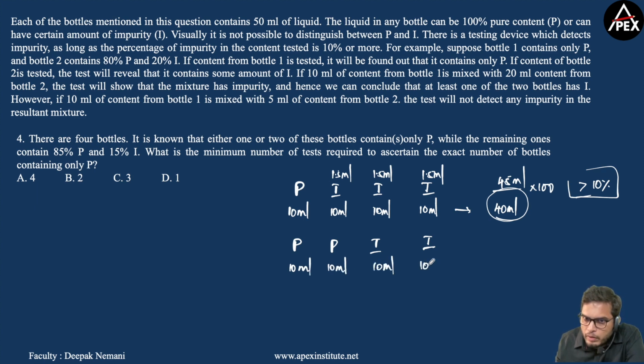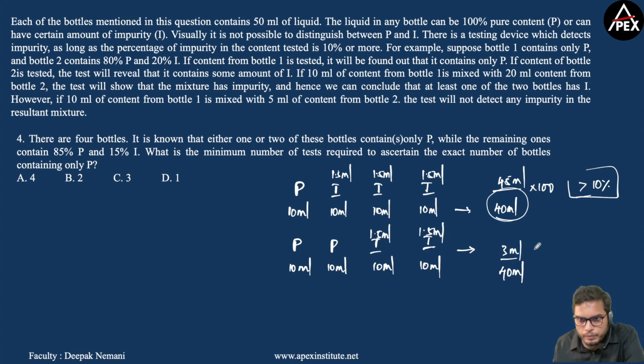Now if I consider the second case where you have two bottles containing pure liquid and two bottles containing impure liquid, we have a resultant mixture of 40 ml, and you will be having 1.5 ml of impurities in this liquid and 1.5 ml of impurities in this liquid. So in total you have only 3 ml into 100. So this is less than 10%, and when you test this resultant mixture for the presence of impurities, the test will be negative.